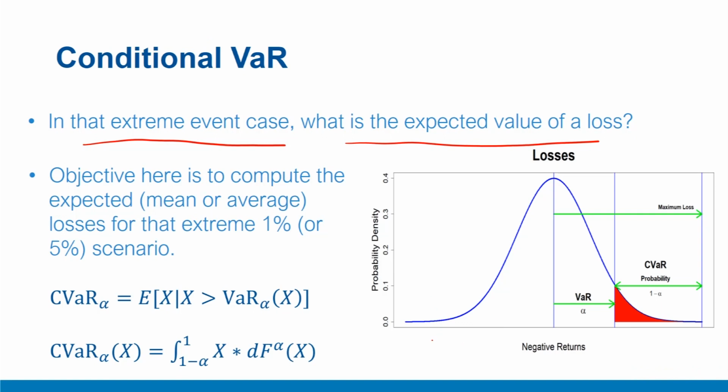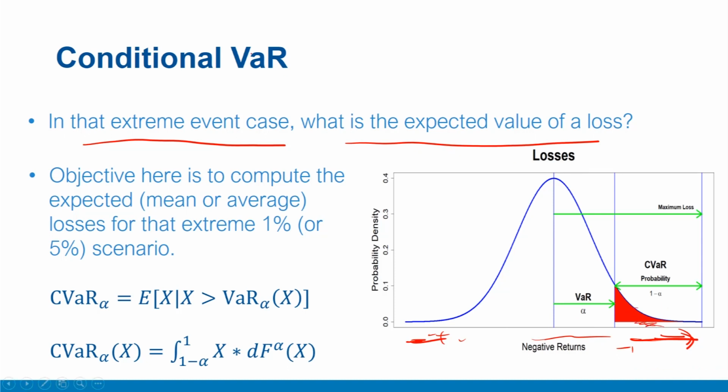we plot our returns on the opposite side. In contrast to our earlier plot where we had negative returns here and positive here, we essentially plot the losses, that means negative returns. So this will be our positive side, and these extreme scenarios will represent those extreme negative returns or losses. Now, the objective here is to compute the expected or average or mean value of losses given that these events were to happen or occur.